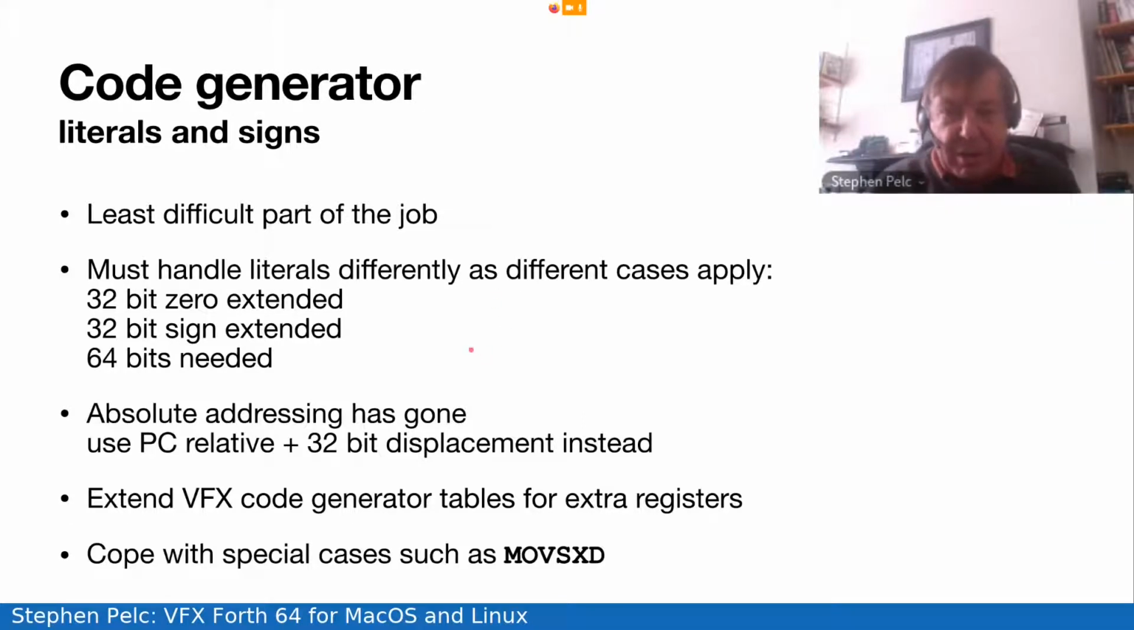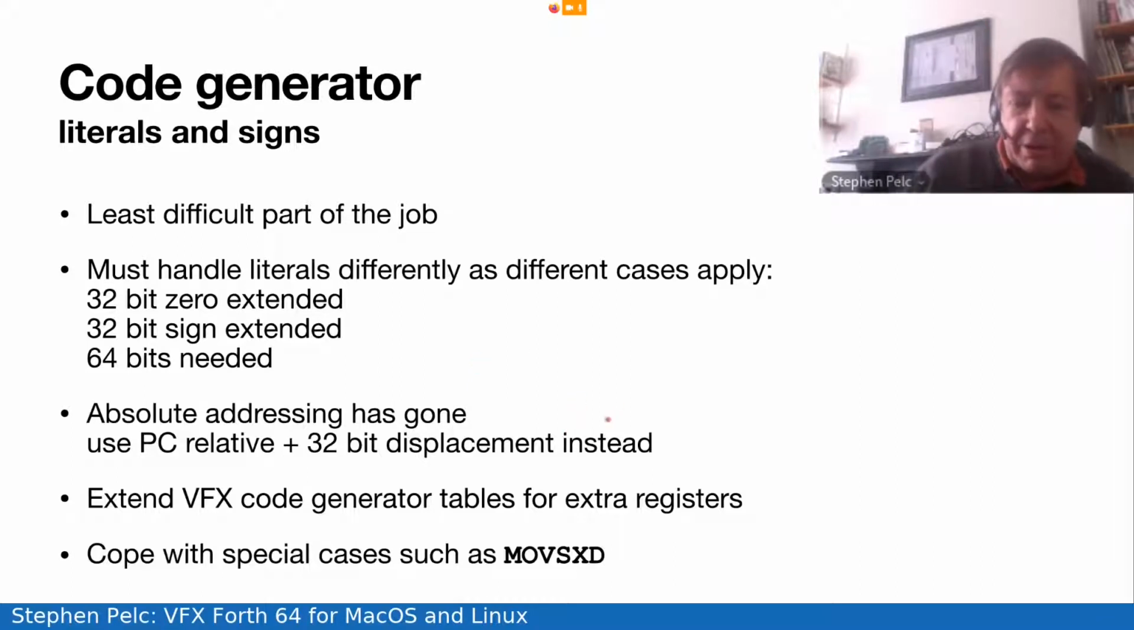So the absolute addressing has disappeared. You now have to use PC relative with a 32-bit displacement instead. But apart from that, you end up just extending the VFX code generator tables for extra registers, and then you have to cope with a few other special cases, which are to do with sign extension and pain. There's a particular new instruction, MOV SXD, that becomes part of your life.